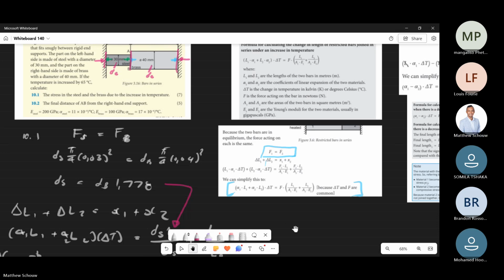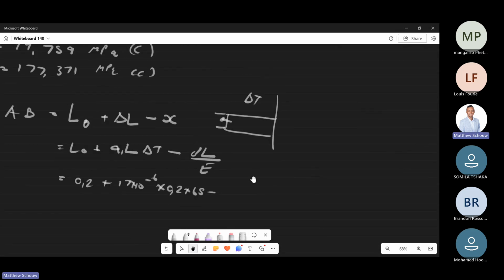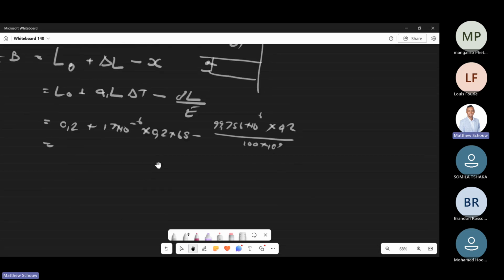Let's move back. And my stress in brass is, what was it again? 99.759 MPa, times the length. The length, I believe, was 0.2, and dividing by 100. Okay. And if you do this, you'll see how much it basically grew by its net value, so to speak. Okay, what did we get there? I think, Louis, for this one, let's do individual. We already know this term. I want to have this term here and that term here alone.